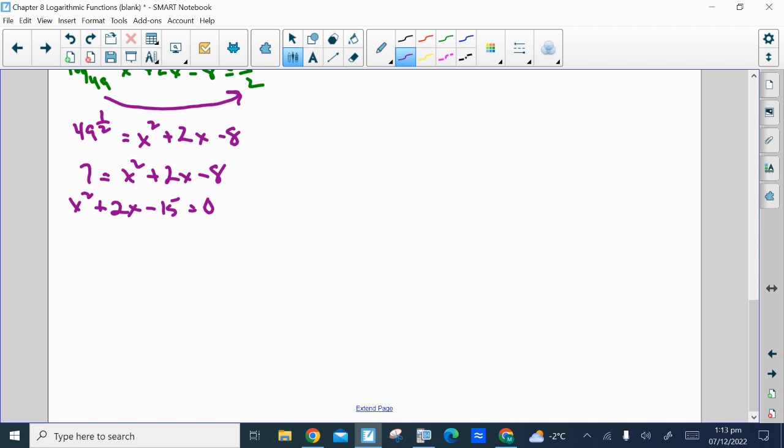Because before we solve a quadratic by factoring, we need to make it equal to 0. So the factors here will be x plus 5, x minus 3. And our solutions then would be x equaling -5 and positive 3.